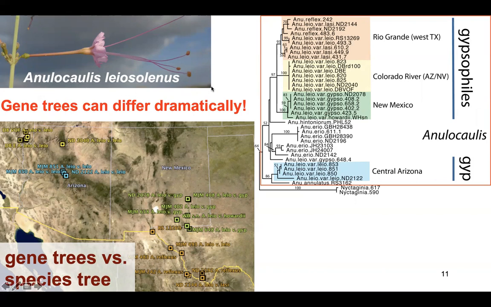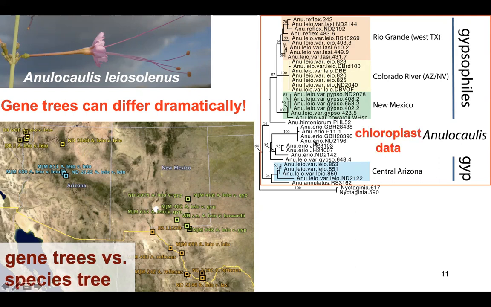And so over here, you see a tree, and the colors in the tree, the colored boxes, correspond to the gypsum endemic species of Annulocalis. And the colors in this distribution map correspond to that phylogeny. And so you can see there are discrete groups, geographically speaking, of gypsophiles in this genus. And what's really interesting is that morphologically, all of these things are very similar. They're clearly very closely related to each other.